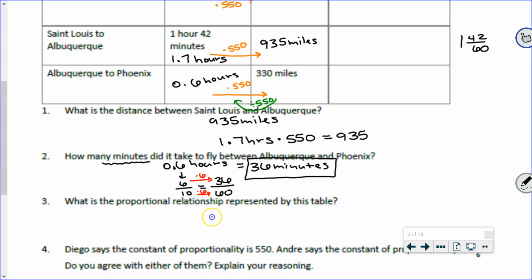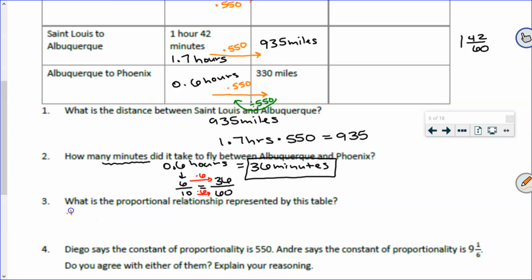What is the proportional relationship represented by this table? And again, we can say this in a lot of different ways. Basically, what we're saying is the time is proportional to the distance. The distance is proportional to the time. Distance and time is a proportional relationship. Okay, we can say it lots of different ways.